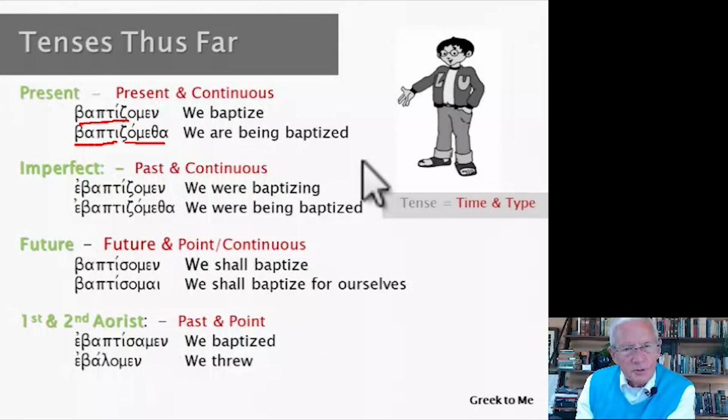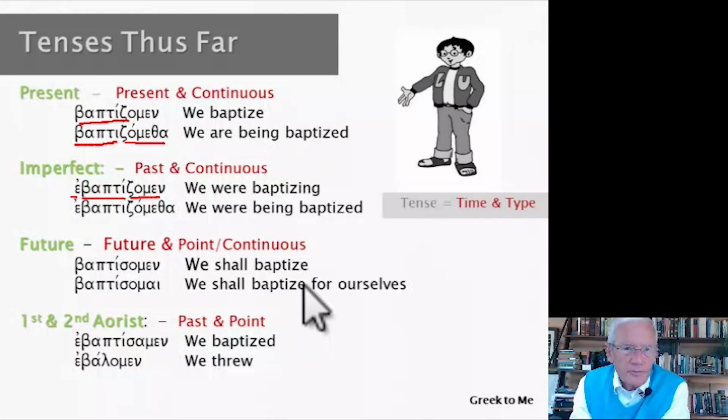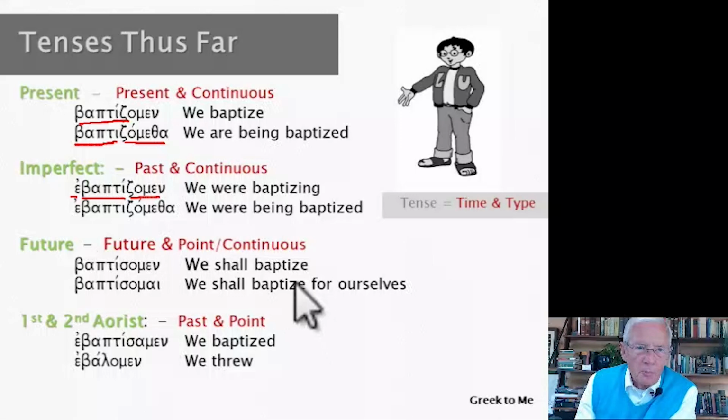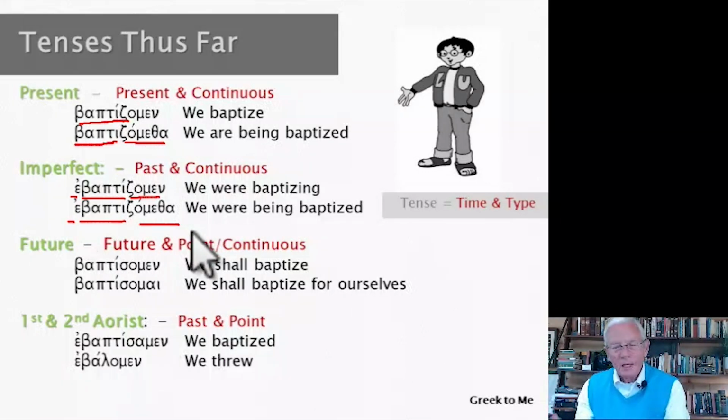The imperfect tense was past, continuous. And what were our parts? We had our prefixed augment, we had our stem, and then we had our ending, and that's an active ending. So imperfect, active indicative, first person plural, we were baptizing. And then with the middle passive voice, again, we had the prefixed augment, then our stem, and here's our middle passive ending. We were being baptized. Imperfect, middle passive, indicative, first person plural.